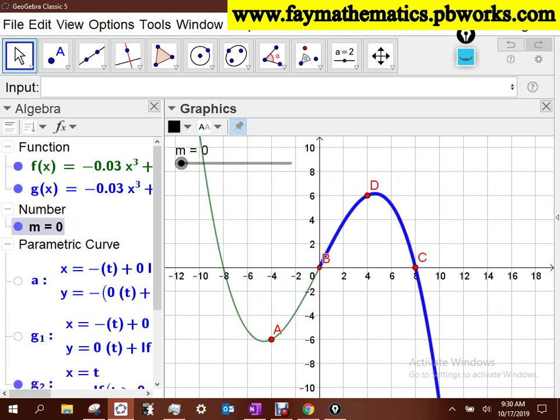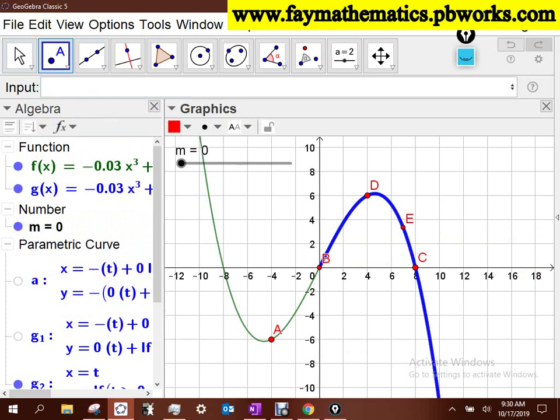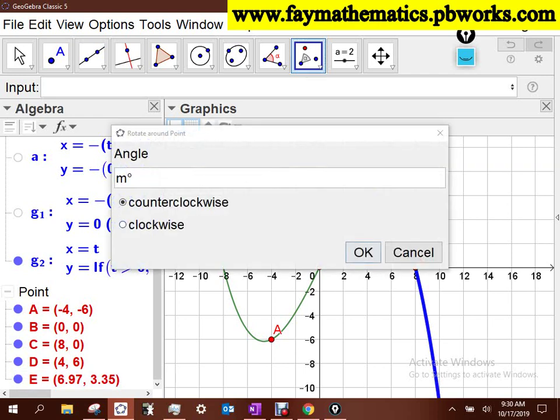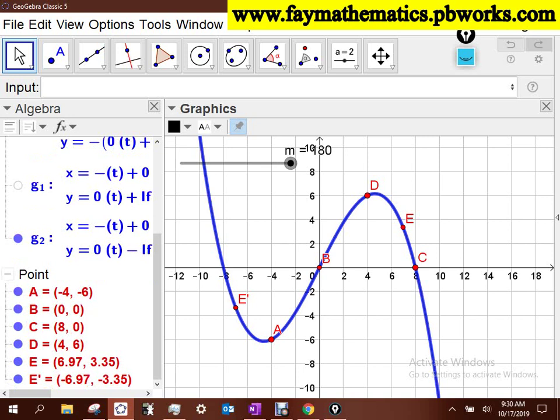Okay, look at point D. Point D is (4, 6), right? What's point A? (-4, -6). Let's think about this. Give you that point right there. Point E is (6.97, 3.35). I'm going to rotate point E real quick, rotate point E around the origin. I get E prime. How do E and E prime relate to one another?